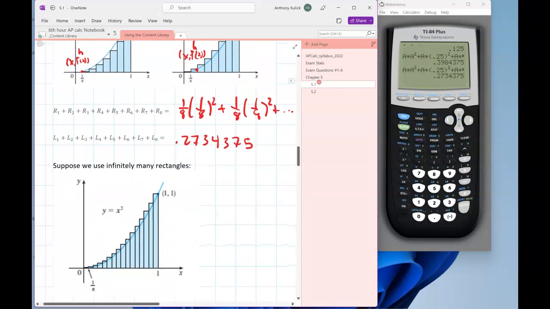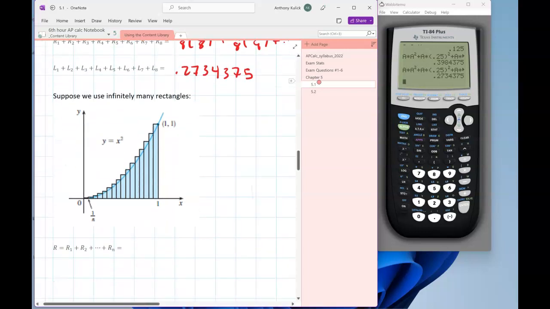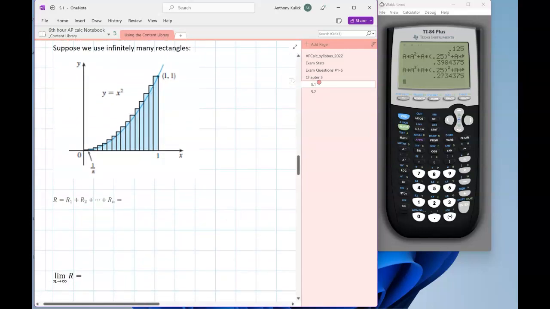So the next question: suppose we use infinitely many rectangles. What do you suspect we're going to get? The same for both, which will also be exactly S, right? Yeah, well, that'll be an even better approximation. So what is this going to look like? What's my formula going to look like?